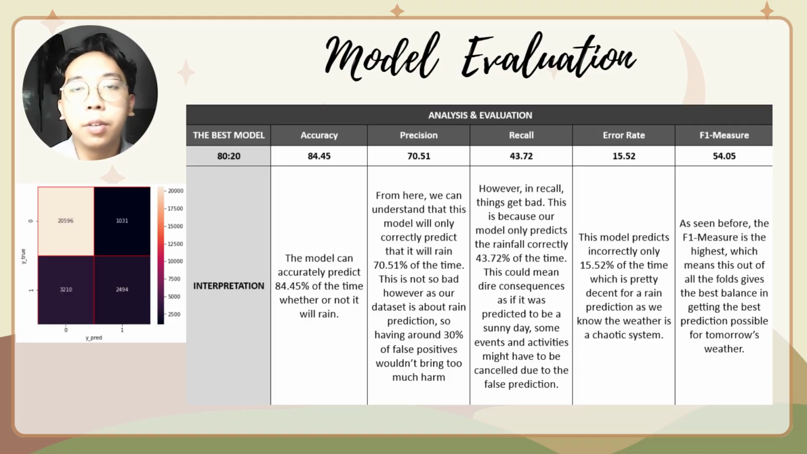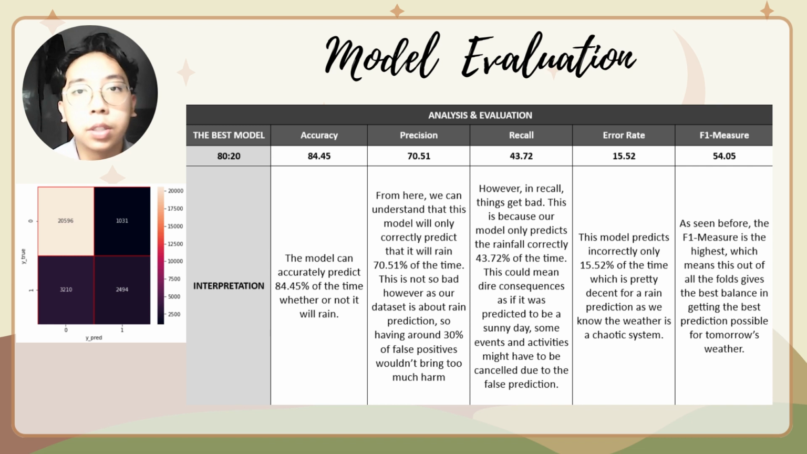Now, to actually properly evaluate everything, after getting our best fold, which is 80/20, we have to see every accuracy, precision, recall, error rate, and F1 measure value and really interpret what that means. For accuracy, we obtain 84.45%, which just means that this model can accurately predict 84.45% of the time whether or not it will rain. Although this is quite a high number, this does not tell the whole story.